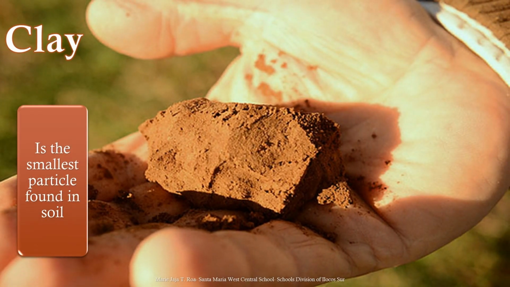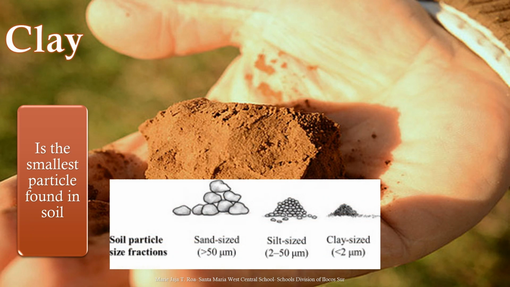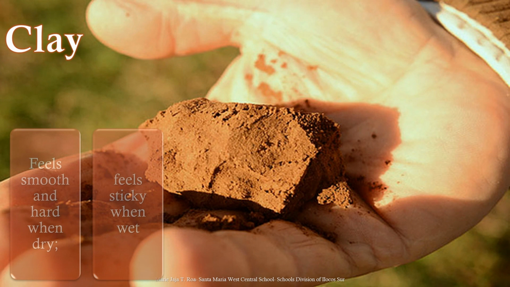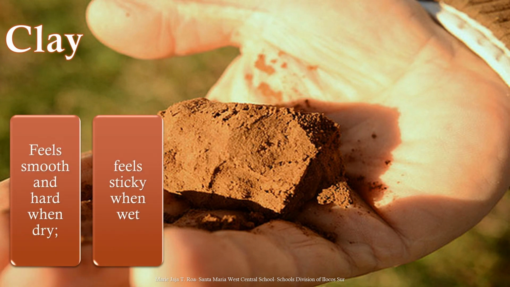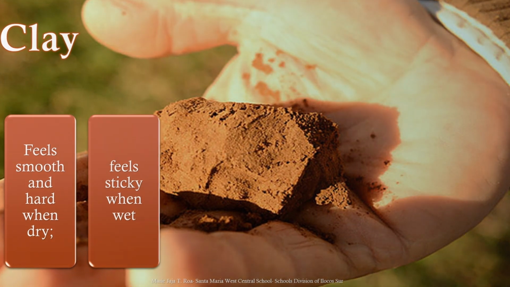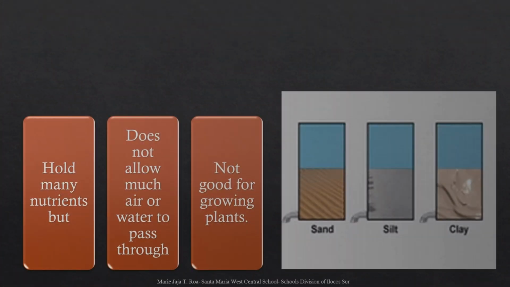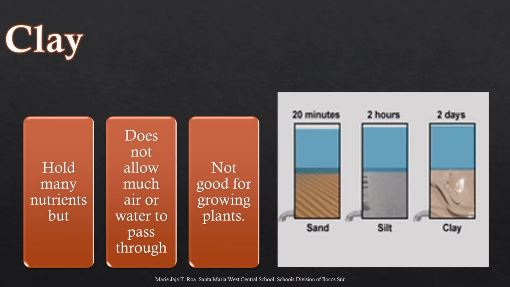Clay is the smallest particle found in soil. The clay feels smooth and hard when dry and feels sticky when wet. During summer, clay could turn hard and compact. Clay holds many nutrients, but does not allow much air or water to pass through. That's why it is not good for growing plants.